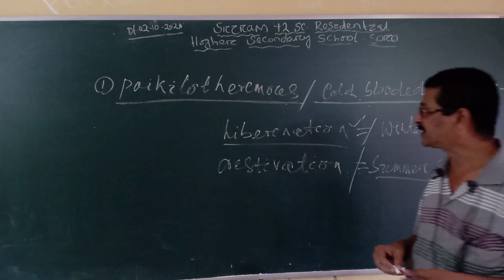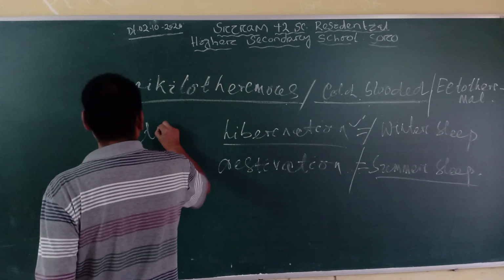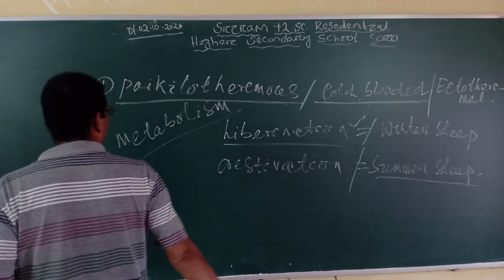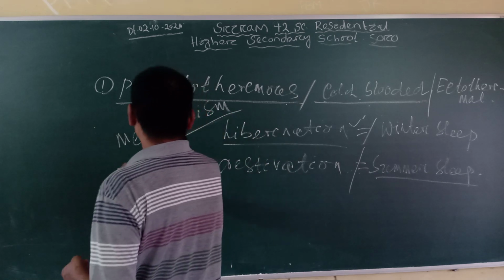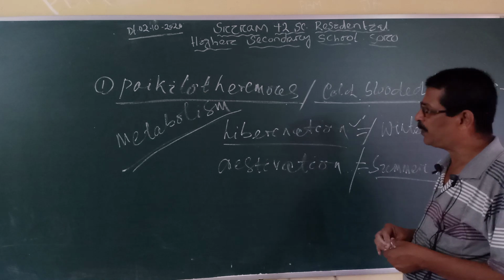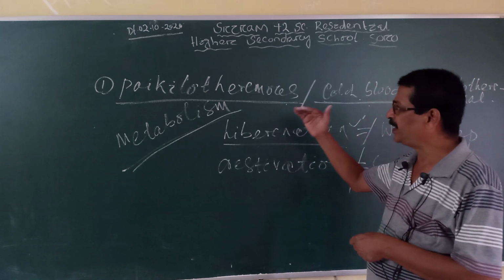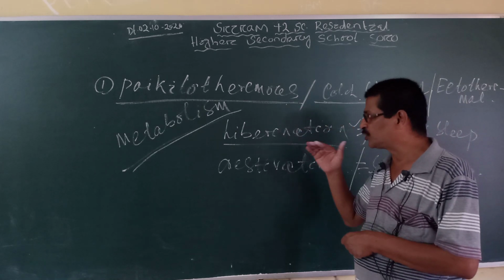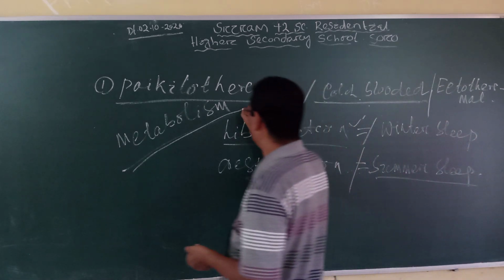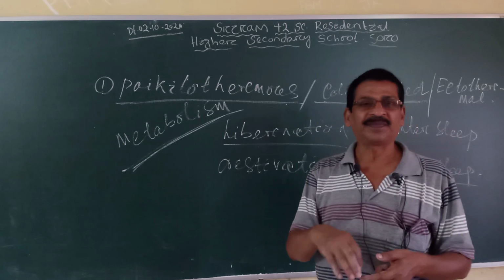But for the metabolic activity, that is, for the metabolism, an optimum temperature is necessary. An optimum or standard temperature is necessary, which should not be high or low. It should be in equilibrium. That means a constant temperature should be maintained in the body to carry out the chemical reactions.